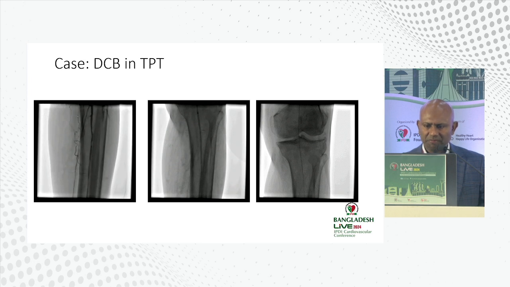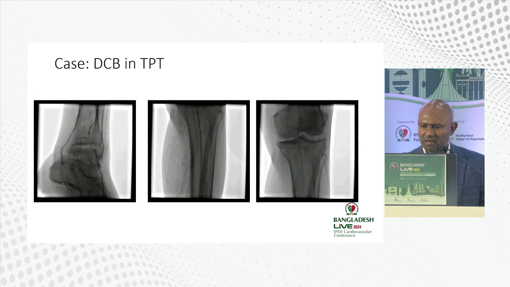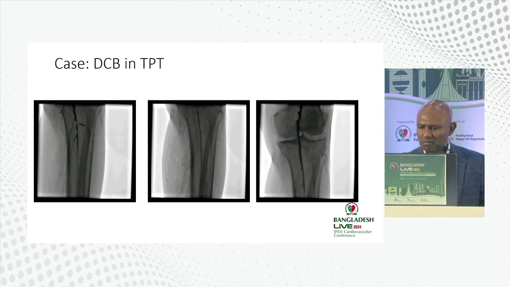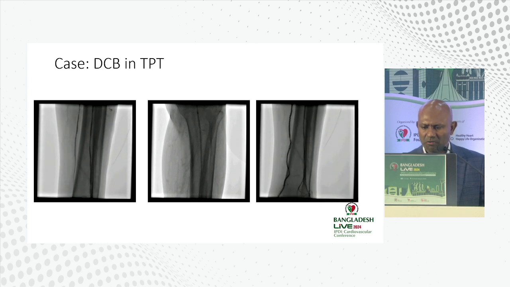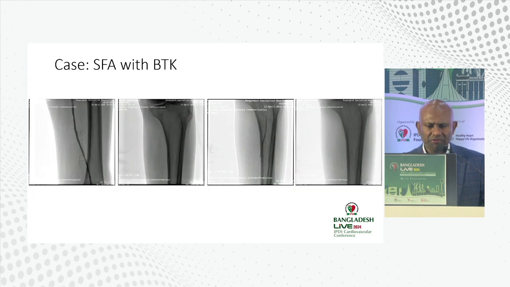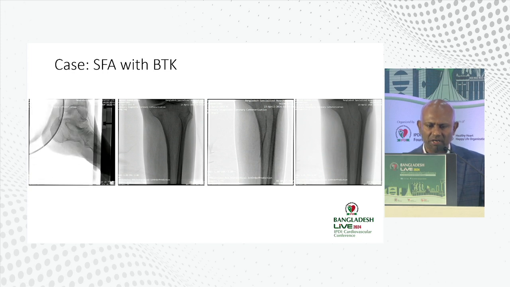This is DCB experience for TPT, a very diffuse disease in the TPT, tibial peroneal trunk, and the tibials. What we did, we just took one DCB and inflated, and the results were not really bad. So this is what we became happy about when he came out. And this is one recent case who had his SFA lesion together with BTK.